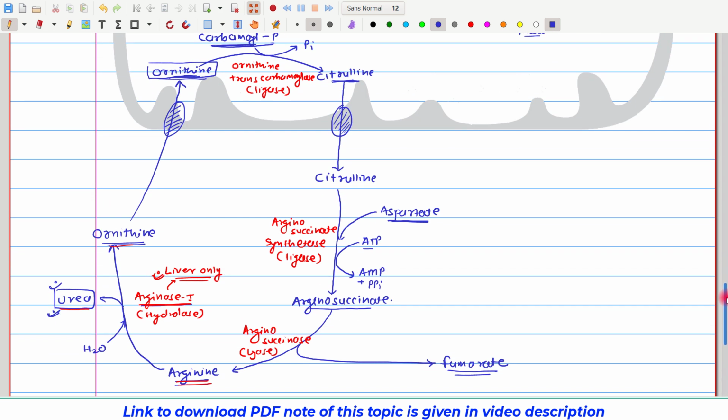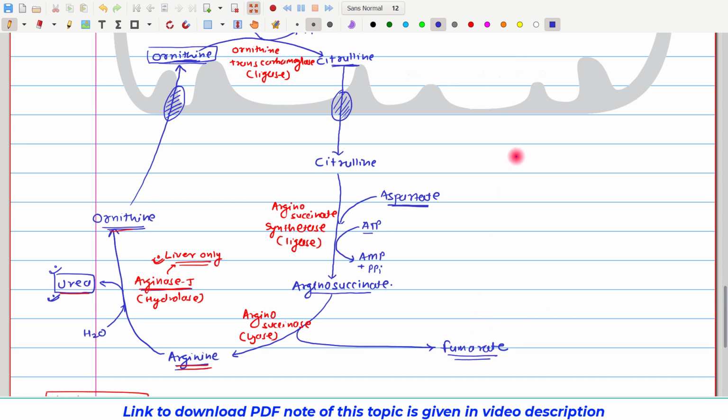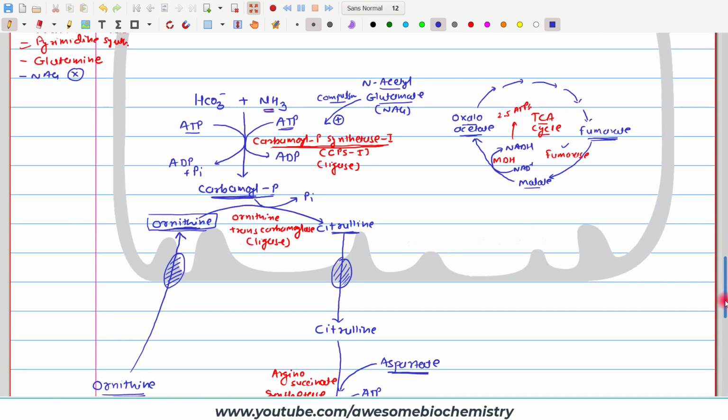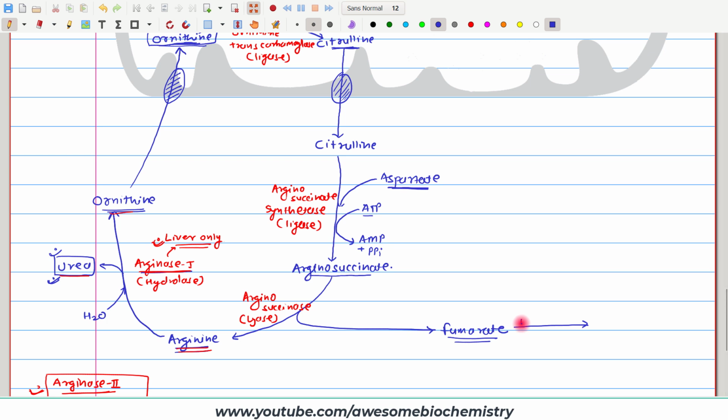But the problem is that this fumarate is the cytosolic, whereas the TCA cycle fumarate is the intramitochondrial, and fumarate cannot cross this mitochondrial membrane. So what happens? Inside the cytosol, there is one isoenzyme of this same enzyme fumarase, which carries out the same action but in the cytosol. So fumarase converts fumarate to malate.